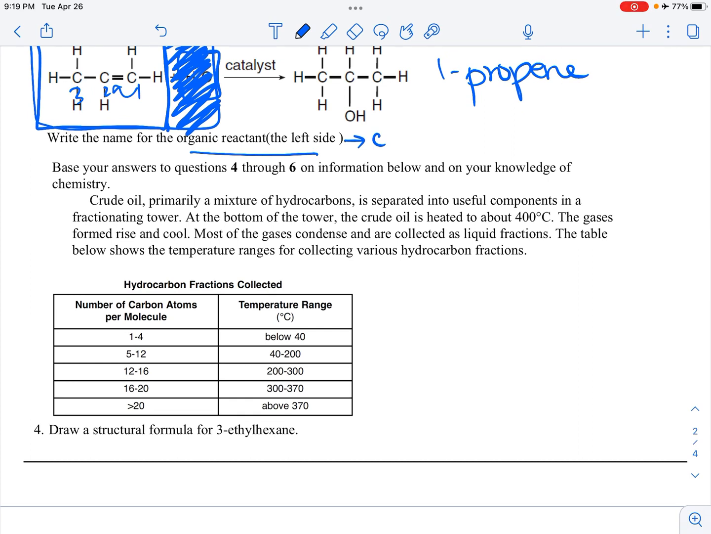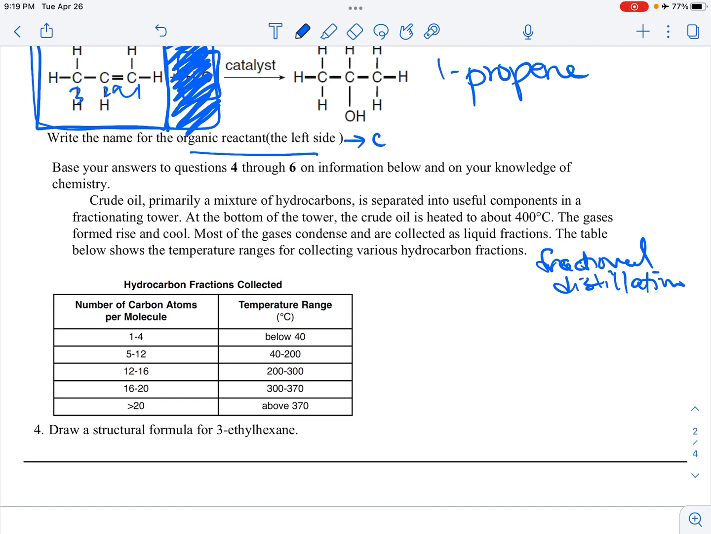Crude oil, primarily a mixture of hydrocarbons, is separated into useful components in a fractionating tower. At the bottom of the tower, the crude oil is heated to about 400 degrees Celsius. The gases formed rise, and then they cool. Most of the gases condense and are collected as a liquid fraction. This is called fractional distillation, which they don't necessarily talk about on the regents unless, oh wait, they're teaching you right now. So yeah, they still do.